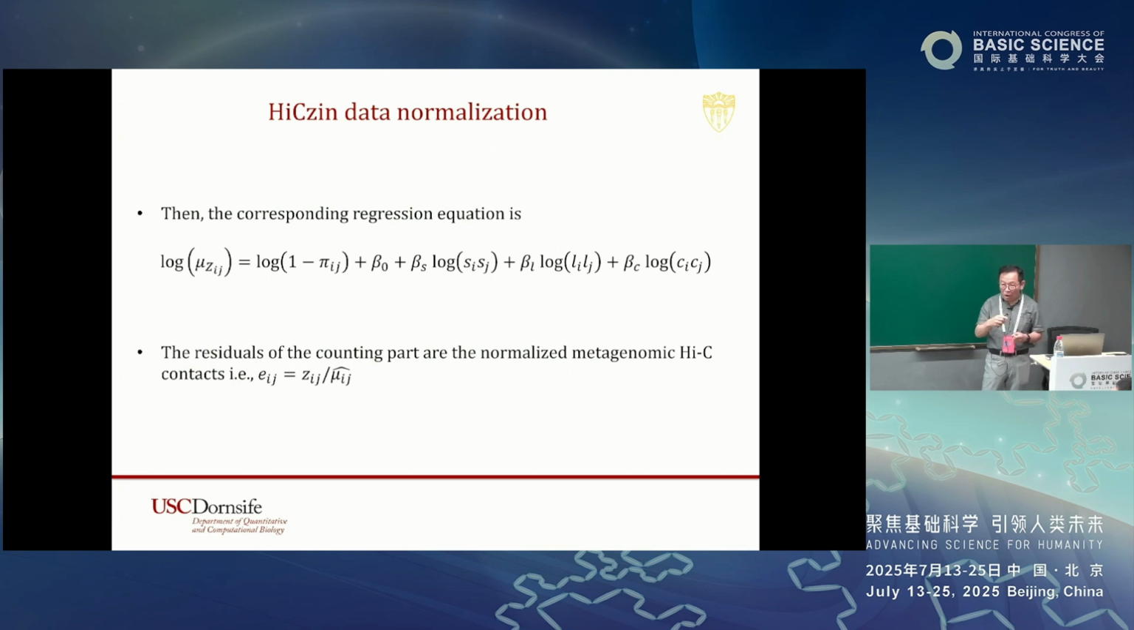Those types of models, you can see, are not novel in the sense that they had been used in many other gene expression analyses and other next generation sequencing data. On the other hand, this is the first time that the negative binomial distribution was used for metagenomic high-C data analysis. Okay.